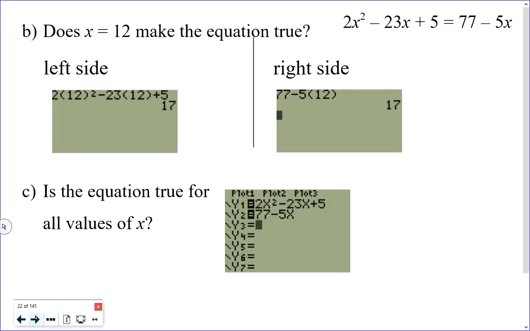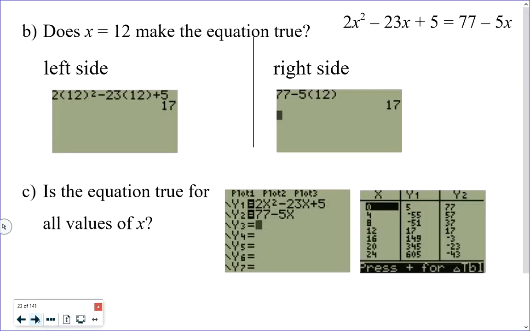So when I look at my table, I discover that they're not equal everywhere. I happen to have 12 in here for x, and they're both equal to 17. But at other values of x, they're not equal. So this is an equation that is not always true. So the answer to this question is yes.